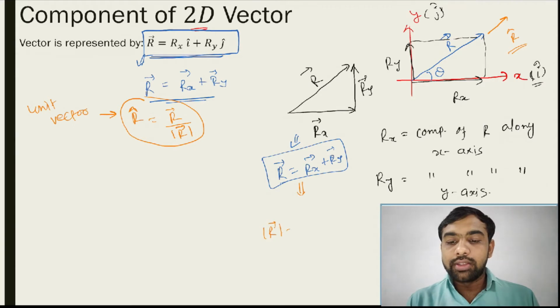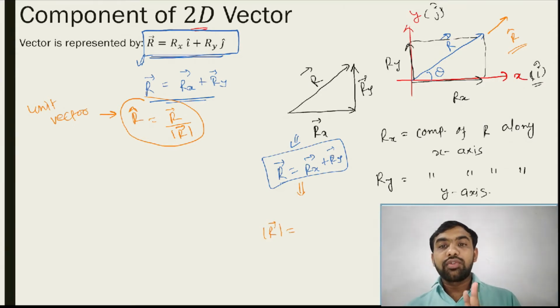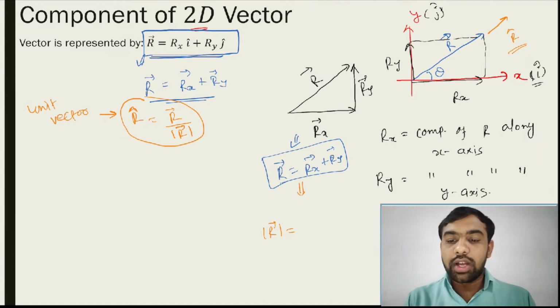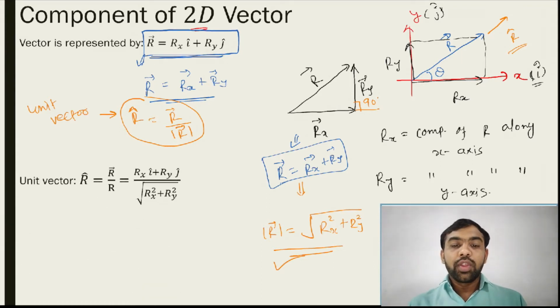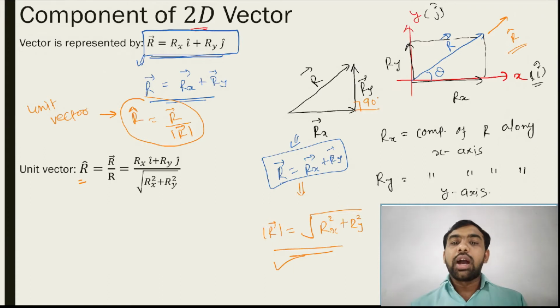Then what is the magnitude here? Mod r. As we discussed in previous sessions, if any two vectors are perpendicular to each other, then the resultant is under root a square plus b square. So here a is replaced by Rx and b is replaced by Ry. So the answer is under root Rx square plus Ry square. Why? Because both are perpendicular to each other, at 90 degrees. So the resultant is given by this. So the unit vector r cap is equal to r upon mod r, meaning vector r upon the magnitude of r.